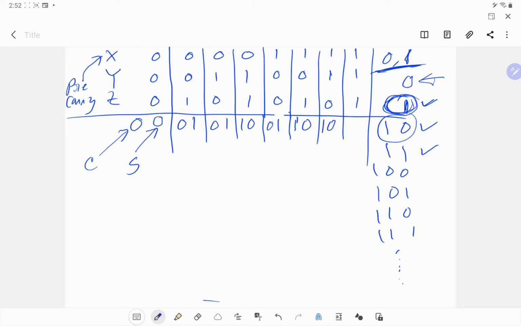So now we add 3 ones, 1 plus 1 plus 1. These 3 ones we need to add. Let's add these two ones first, then 1 1 gives us 1 0. So then we need to add 1 0 plus 1. So 1 0 plus 1 gives us 1 1. So that's actually 1 1, the result.